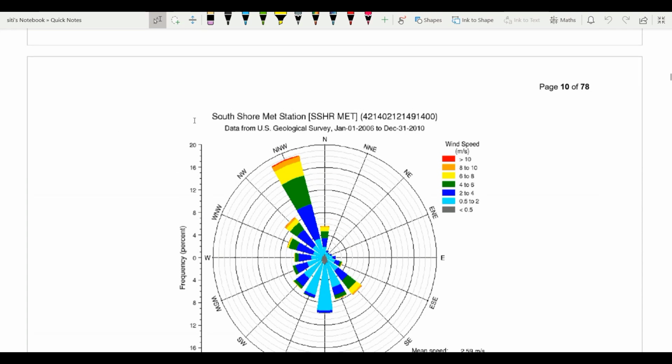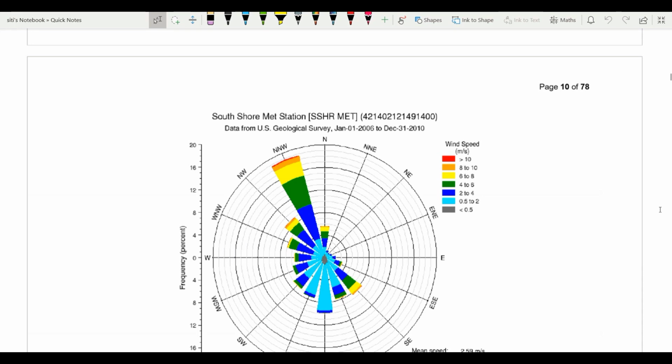So in this figure, this area represents the frequency of the wind, and this color represents the wind speed. In this area, most of the wind comes from the northwest, and most of the wind is between 2 to 4 meters per second and 4 to 6 meters per second. Only a few moments does the wind speed go up to or greater than 10 meters per second.